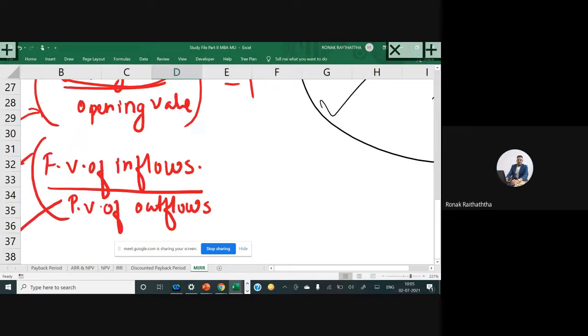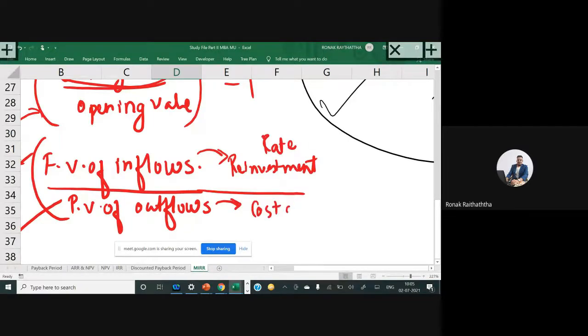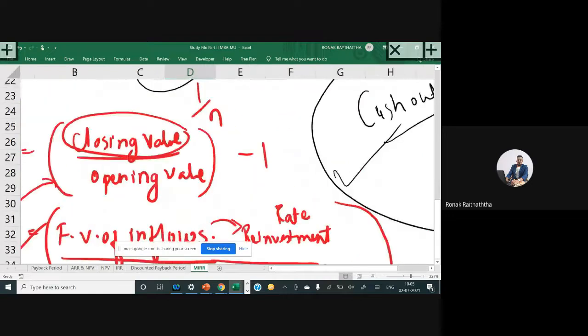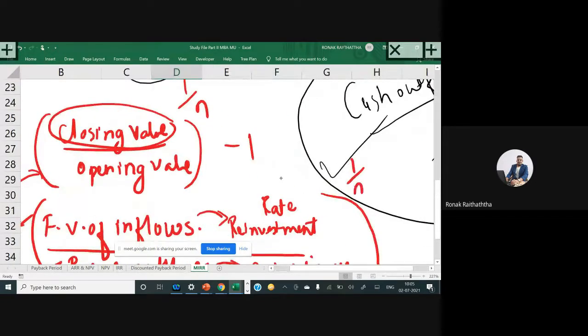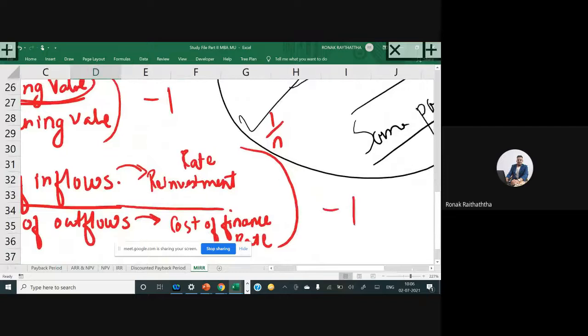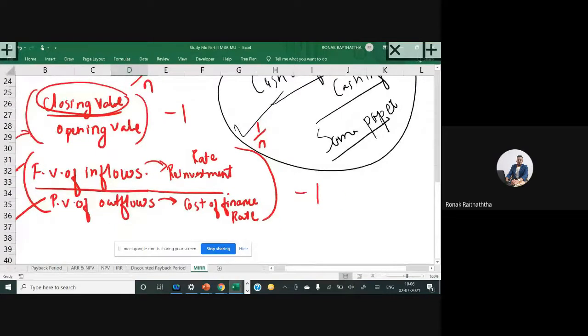Now future value of inflows will be at which rate? Reinvestment rate. And present value of outflows will be at which rate? At cost of finance rate. That means both the rates are taken into account. Now once you get that, everything is the same as CAGR: 1 divided by n, and after that minus 1. That is the formula we are deriving.